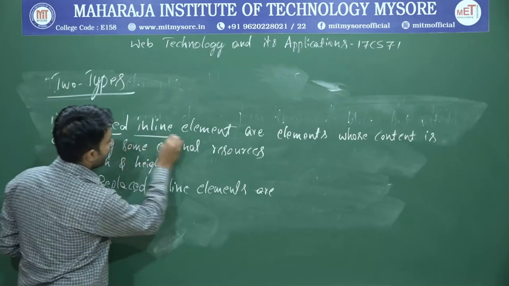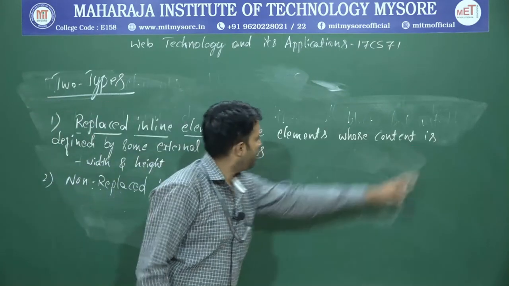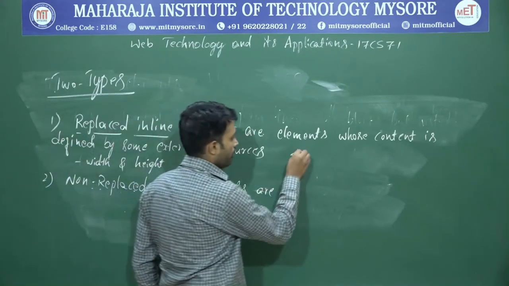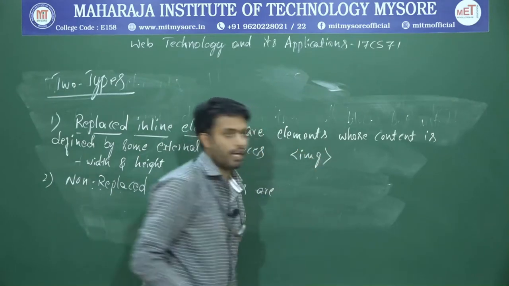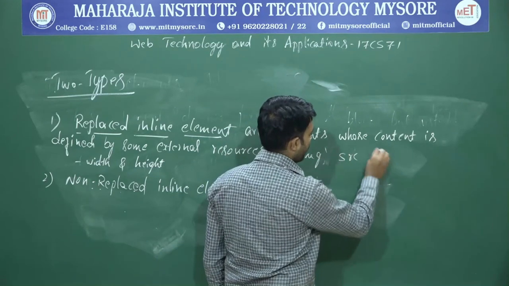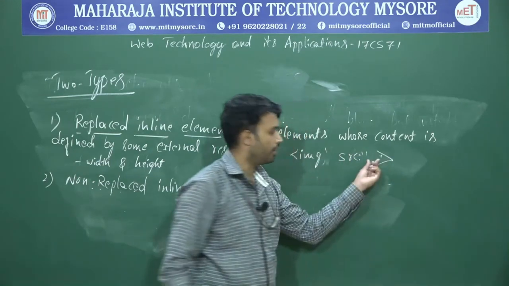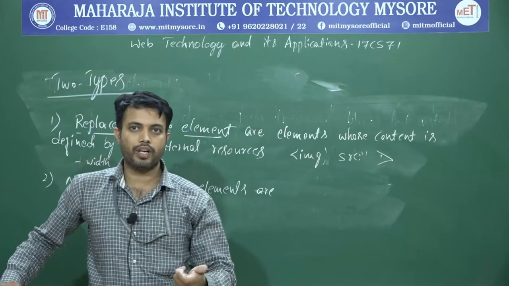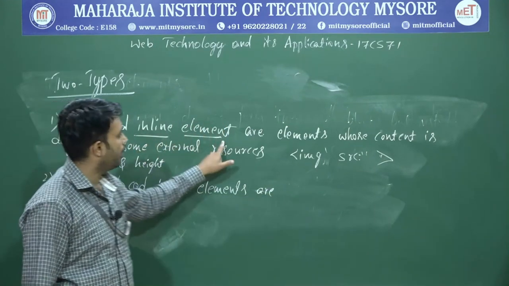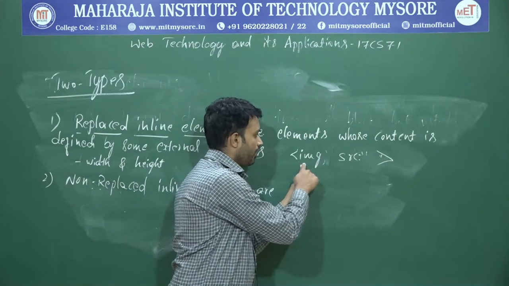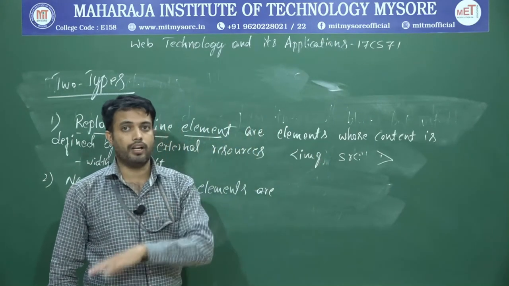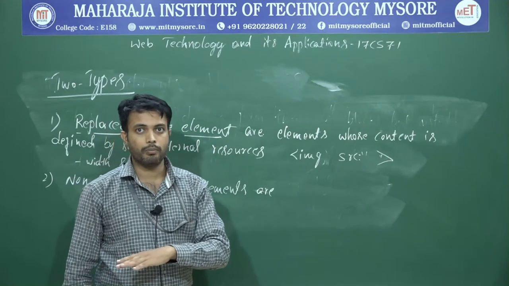Replaced inline elements are elements whose content is defined by some external resources. Example is what I have already told you: the image tag. In that image tag we will give the source, that means the path of that image file. So this is an example of a replaced inline element. Wherever you are using this image tag, it has been replaced by the actual image which is located somewhere else, not a part of the HTML document.